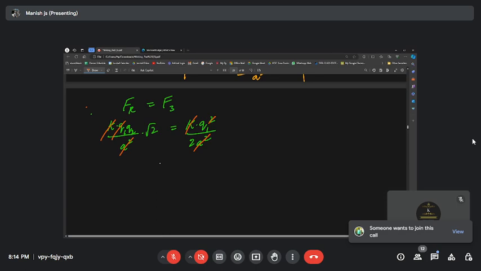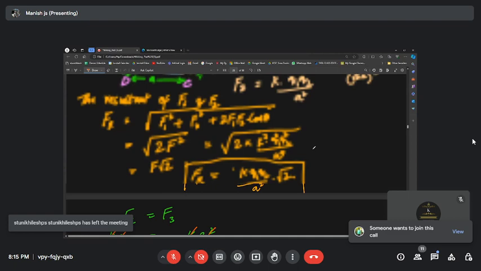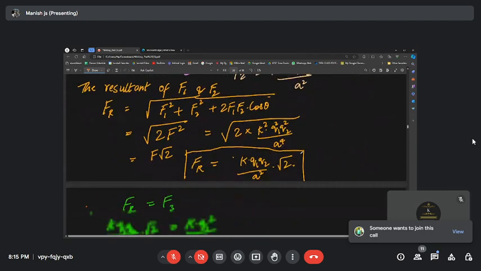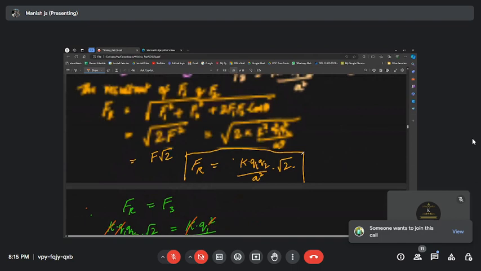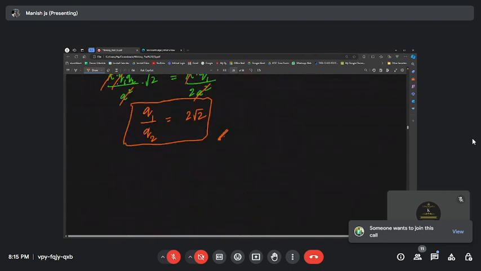So what is Q1 by Q2? Now Q1 by Q2 is equal to 2 root 2. Are you getting 2 root 2? 2 root 2, sir. Yes, that's your answer. Okay. So the answer is 2 root 2. So the option here is option D. So option B is correct, which is 2 root 2. I hope this is clear, children. So this is how you approach and you simplify and then solve it to find out the ratio of both the charges. So let's now move on to the next question, question number 7.